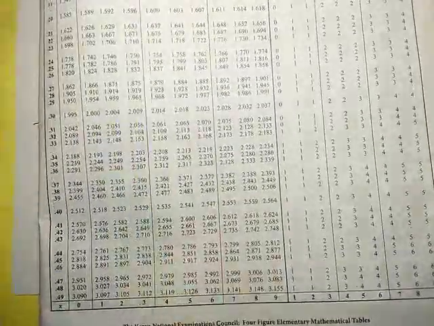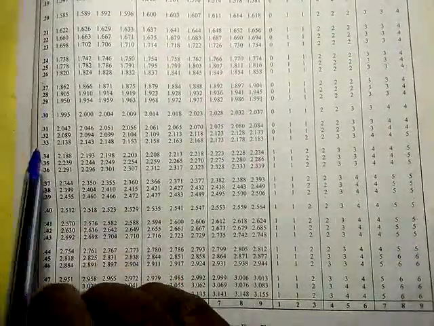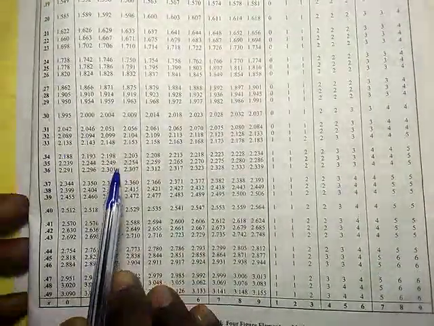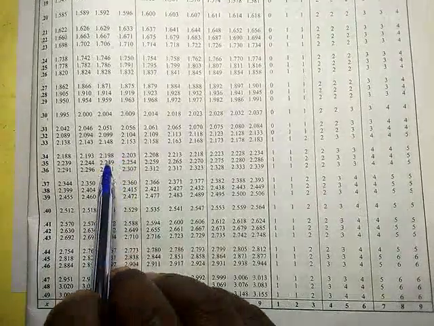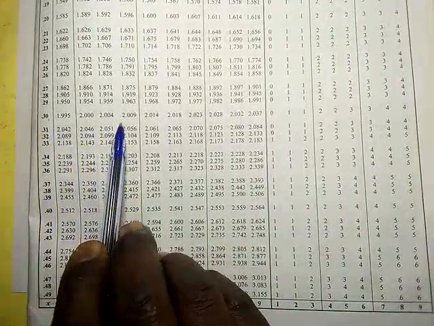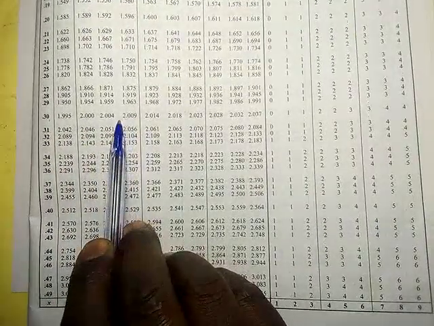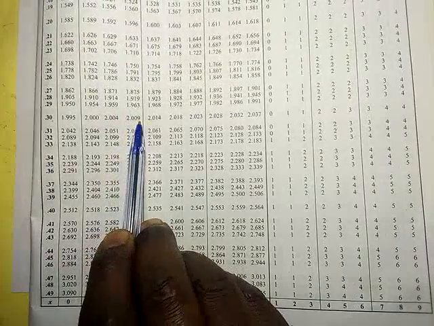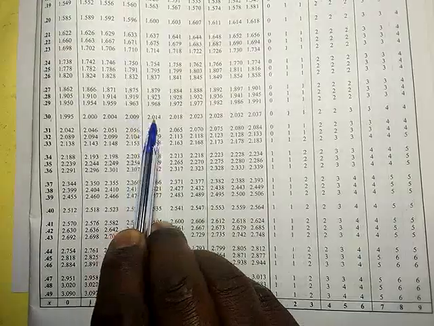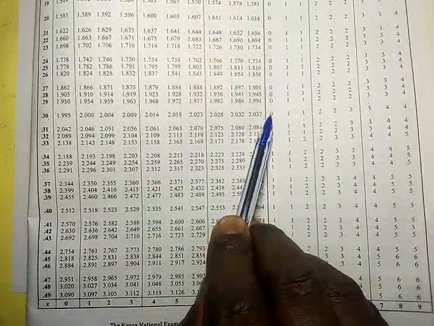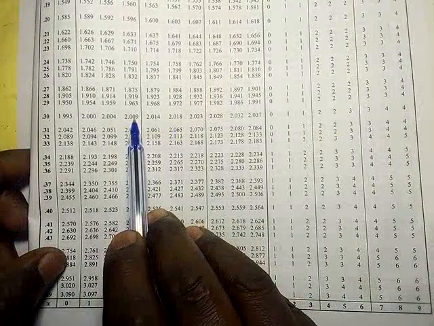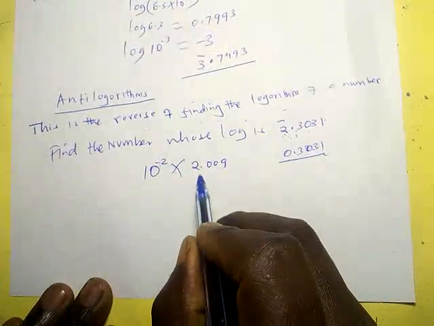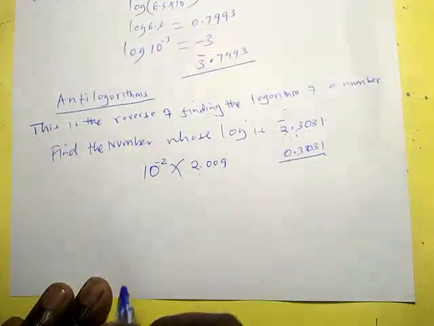So you come here, 0.30 is here, and then the next number was 0.03, and then 3. 1, 2, 3, 3 is here. So my number is 2.009. You move across to where we have 1. The 1 is 0. Therefore, our number is 2.009. Now this 2.009, you can round or leave it like that.